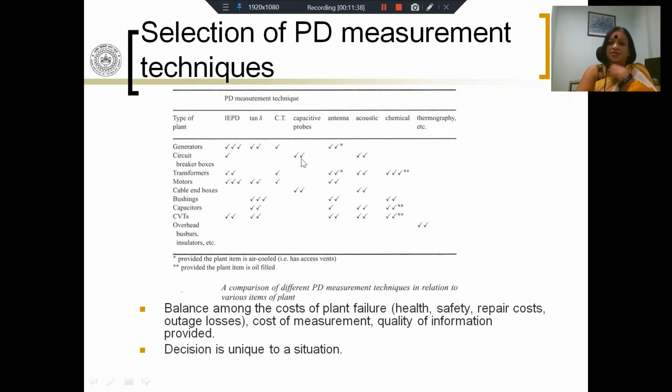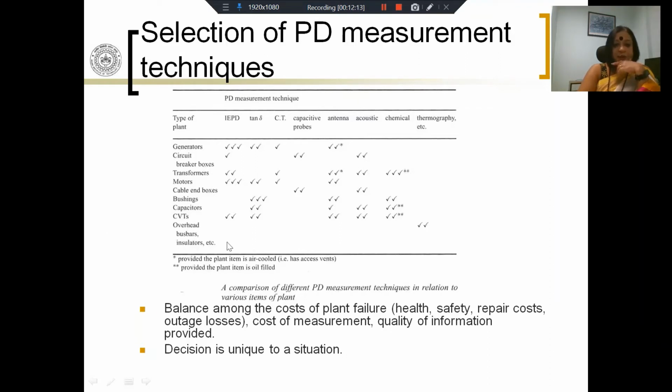For cables, you can use the capacitive technique, you can use the antenna technique. Whereas for a circuit breaker, you might use the electrical technique, the capacitive probe technique, and the acoustic technique. As you can see, for transformers, many of these are suitable. You use electrical techniques, capacitive probe, antenna, acoustic, chemical. Chemical is the most commonly used. For bushings, you might use tan delta. So this is where tan delta becomes useful. Tan delta or antenna or chemical technique might be used.